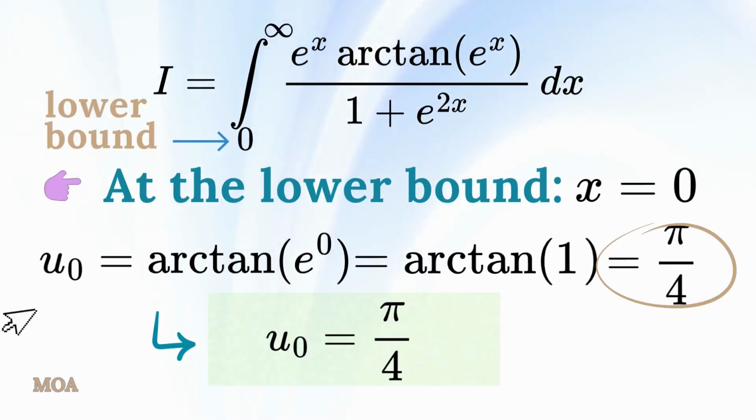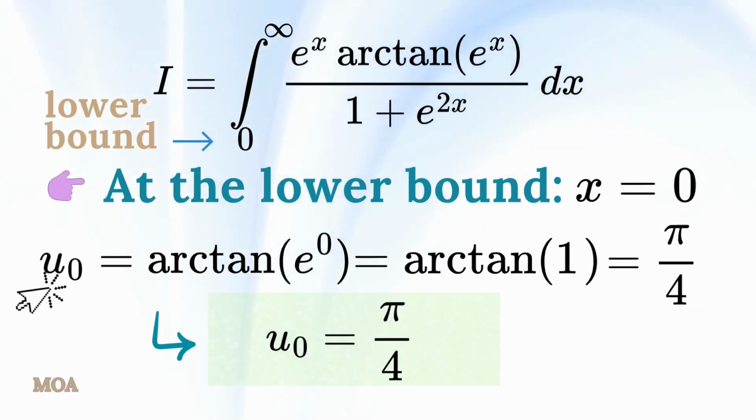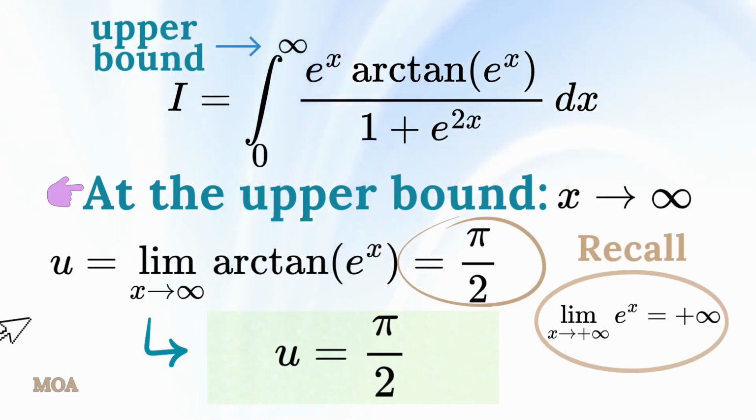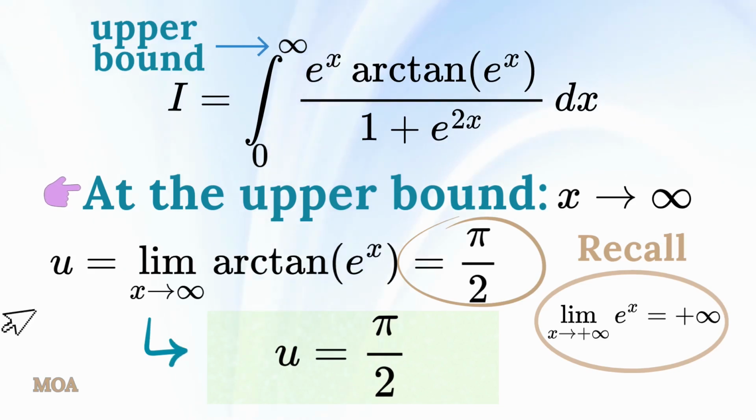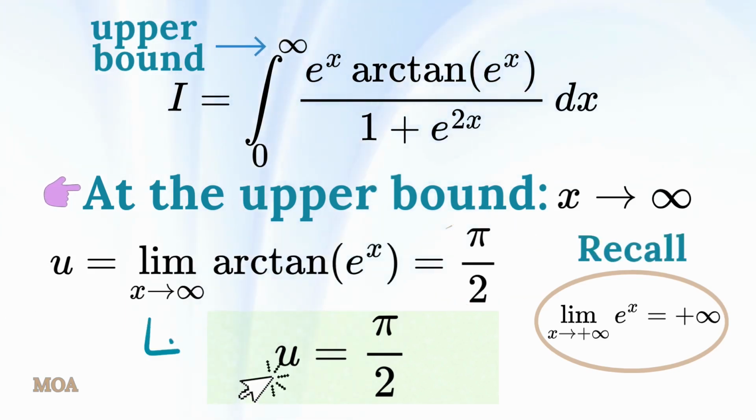At the lower bound, when x equals 0, u equals the arctangent of e to the power of 0, which simplifies to the arctangent of 1, namely pi over 4. While at the upper bound, as x approaches infinity, the exponential term e to the power of x diverges to infinity. So the limit of the arctangent when its inner function approaches infinity equals pi over 2. Hence, as x approaches infinity, the upper bound approaches pi over 2.